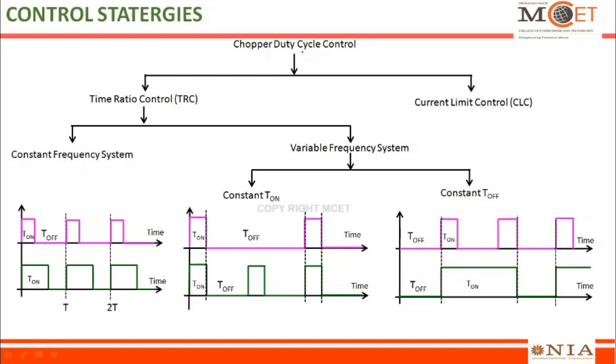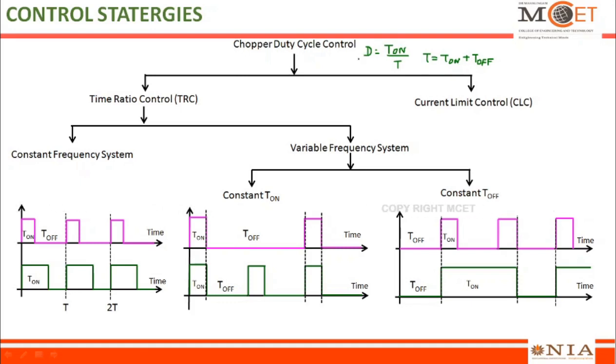Chopper control strategies, in the sense, are nothing but ways to control the duty cycle. As I already know, duty cycle is T on by T, where T is T on plus T off. So the duty cycle can be controlled either by varying the on time of the switch or by varying the off time of the switch, because T is equal to T on plus T off. So either by varying T on or by varying T off, I can vary the duty cycle.